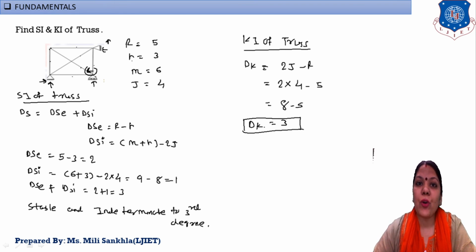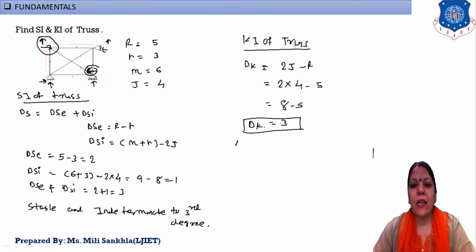This joint allows horizontal and vertical displacement because a truss is subjected to axial force only, and this axial force is horizontal and vertical. Now my answer: 1, 2 and 3. Here 3 displacements, 1, 2 and 3. This is the Ki of the truss. Clear? Okay, then we find out DK NAD.